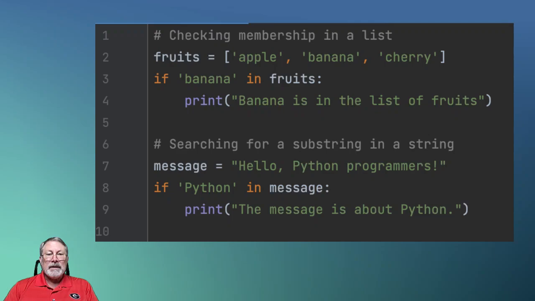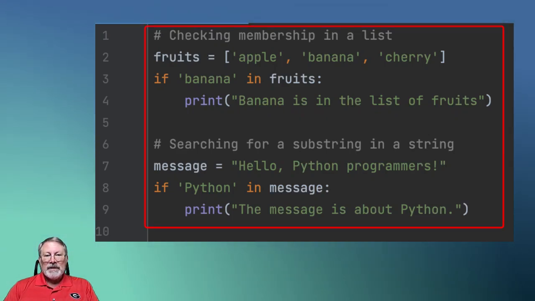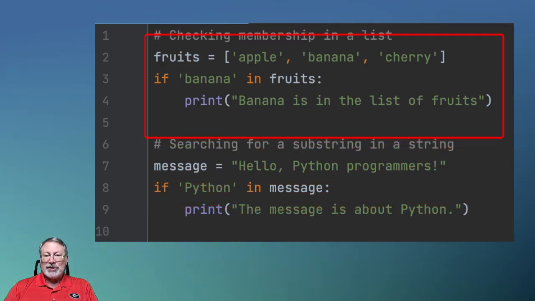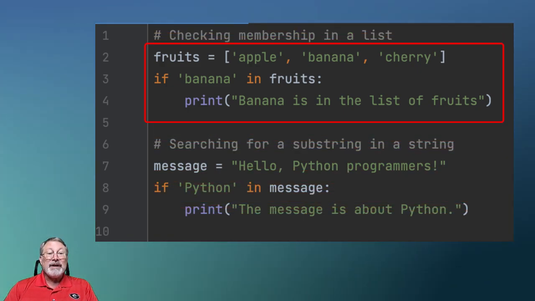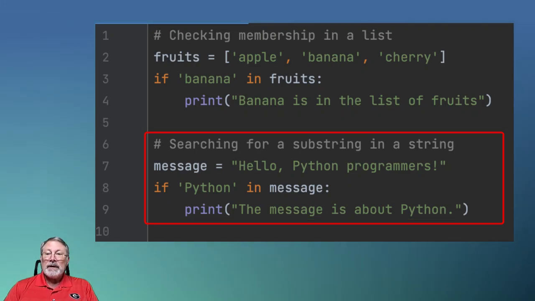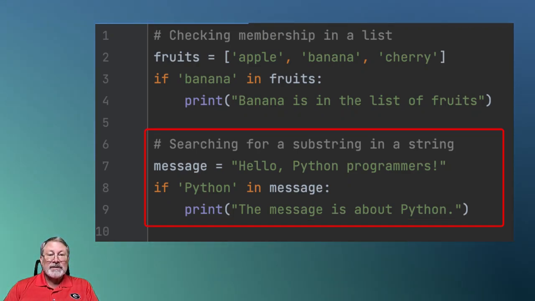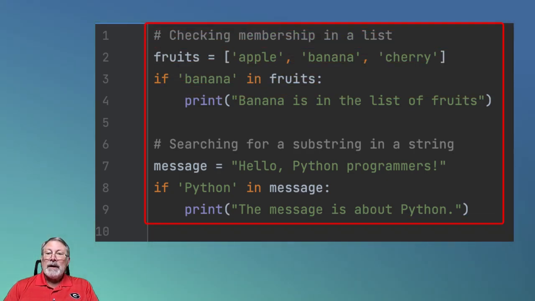Let's see in action with a straightforward example. In these snippets, we use in to check for the presence of banana in a list of fruits and the word Python in a greeting message. In makes these checks concise and clear, enhancing readability and efficiency in our code.